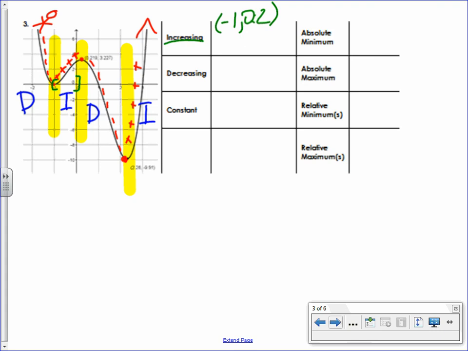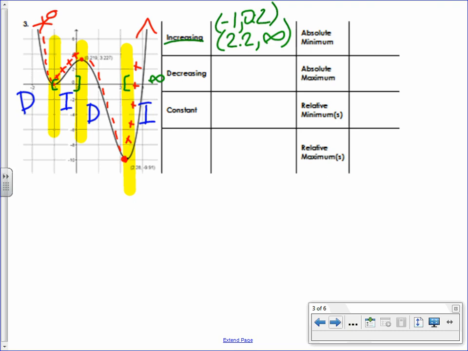Now, I've got another interval of increase down here. So I'm going to say he is increasing from about 2.2, and if he's always increasing from there on out, I'm going to say it's to infinity. So from about 2.2 to infinity, I've got increasing.